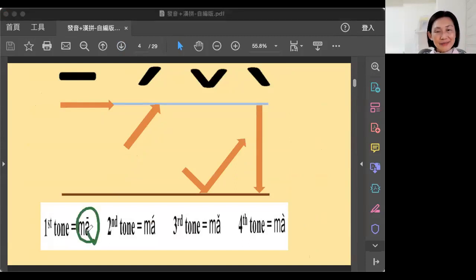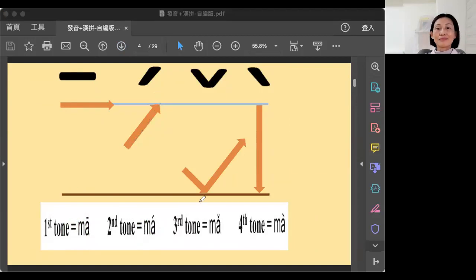Do you remember this? Yes, it's mā. Great, great. And do you remember this? Yes, it's má. Yes, very good.